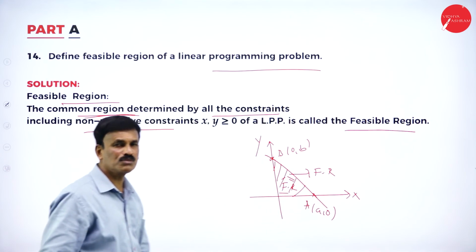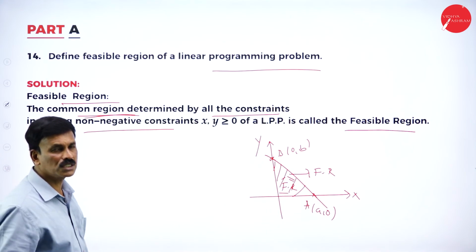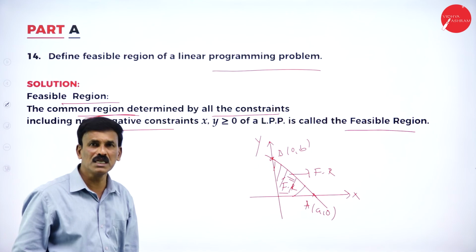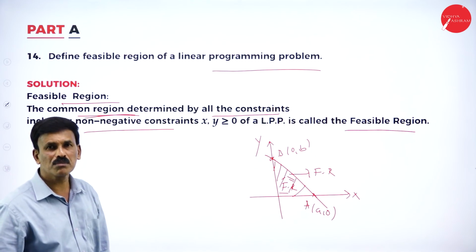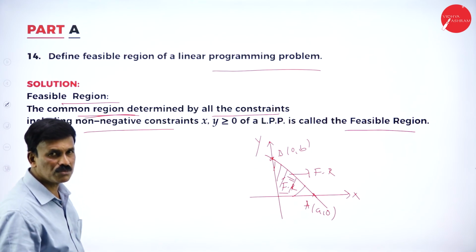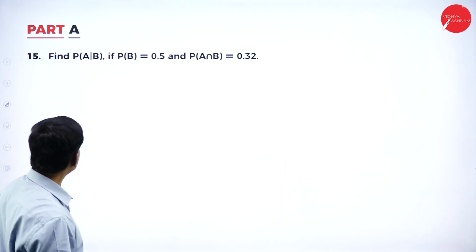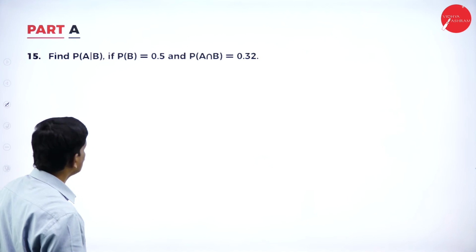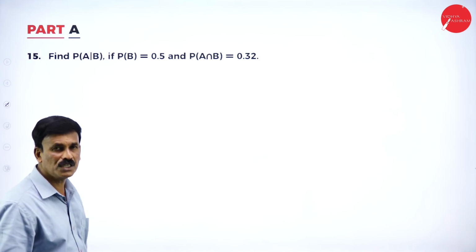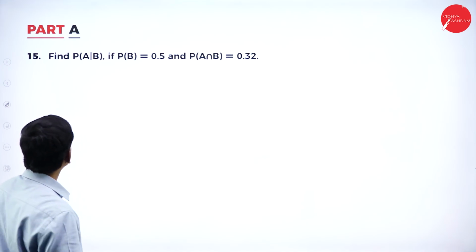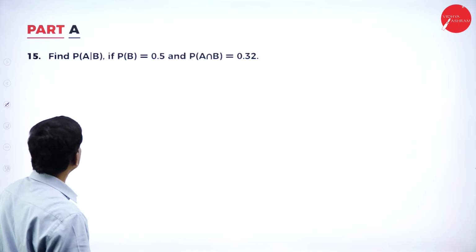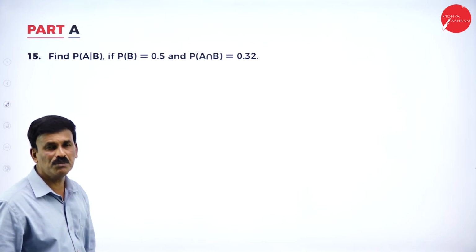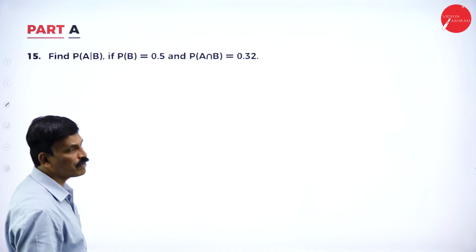Now, let us come to the last question in 1 mark. Yes, the question is from probability, right? The last chapter is probability. The last question for 1 mark may be from probability. Now, find the probability of A by B, that means probability of A if B has already occurred, if probability of B is 0.5 and the probability of A intersection B is 0.32.